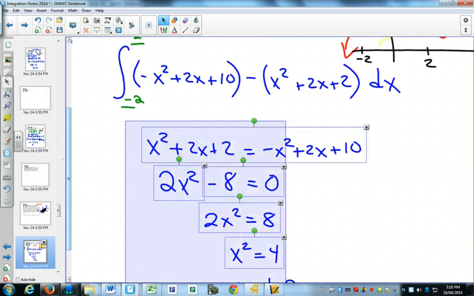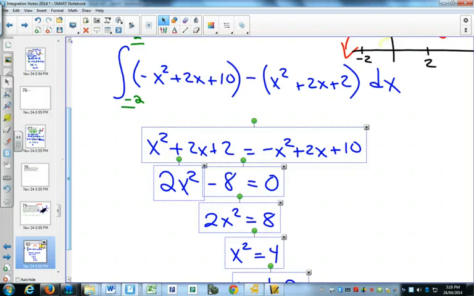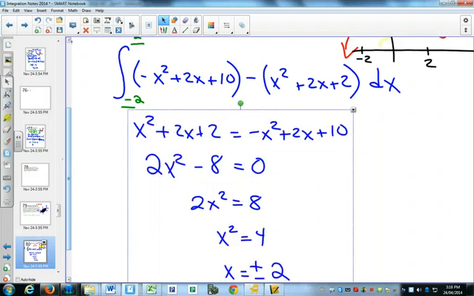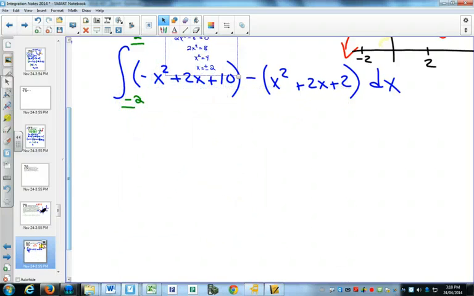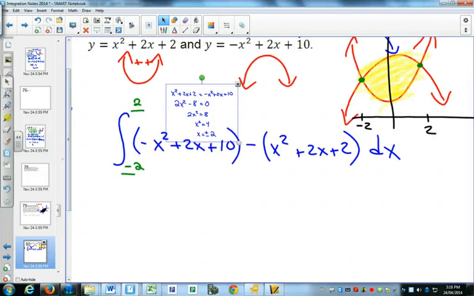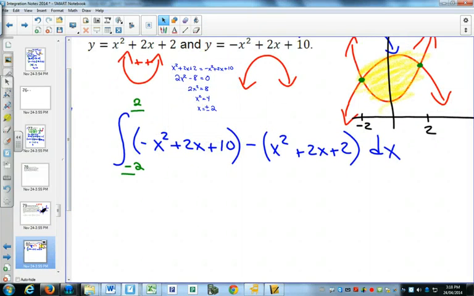So often you'll do this work first. So we'll just put that first. There we go. That's very nice. So you do that work first to find out where they intersect, and then you can write this out.